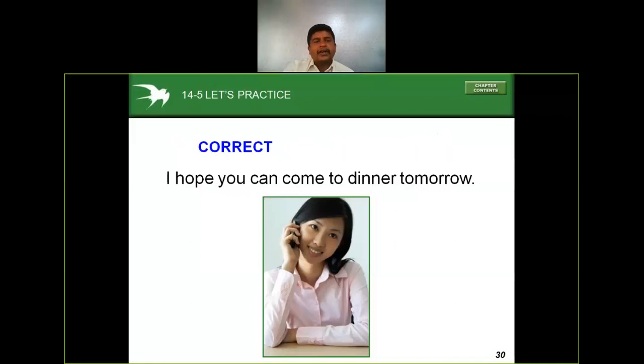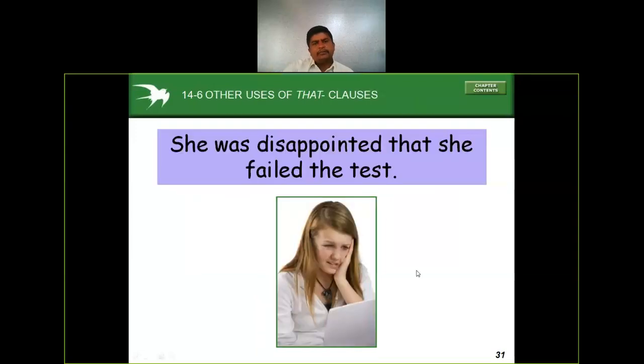Obviously, correct. Am I right? We shall move on to the next example. Now, other uses of that. When do we use that clauses? There is an example. Look at the image over there.